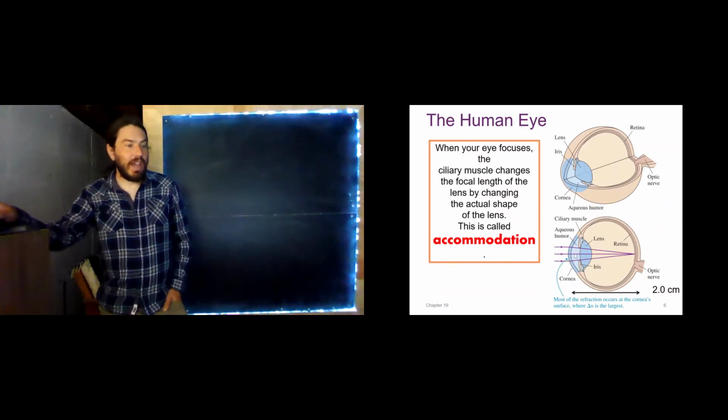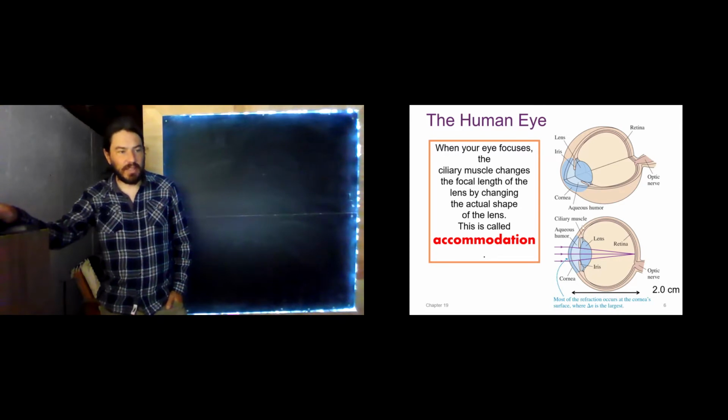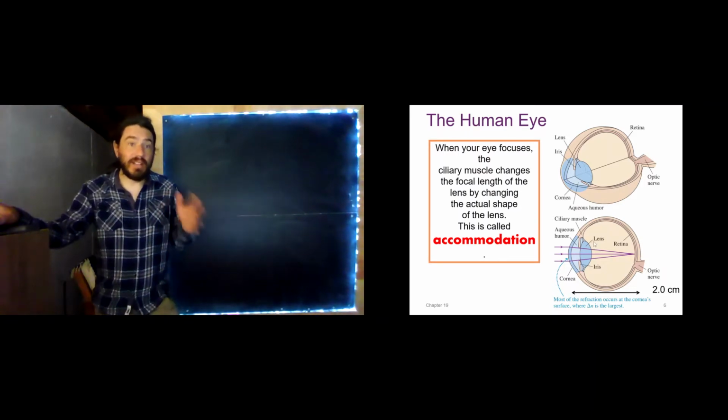So we get a large change in N from the air into this fluid, so we get a lot of bending of the light. Now, additional bending happens here at the lens, and this lens is actually something that we can deform. We have muscles that can deform the lens. So really, the eyeball is a two-lens system. And by deforming the lens here, using these ciliary muscles, we are able to form a nice focus on our retina. On the retina, that's where the rods and cones live.